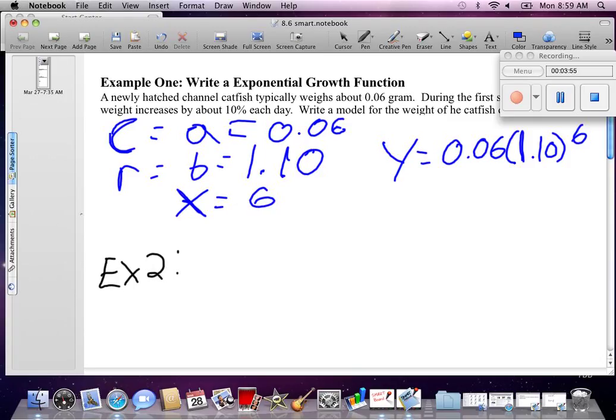Is that it? Write it down. Try it on your paper. Try labeling it. If it doesn't say the time, you would just put X. Okay, CJ, what is my A or my C? What is my initial amount? 50,000, good.